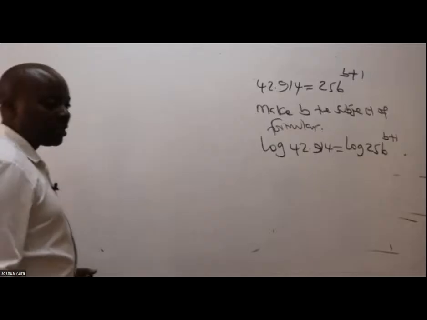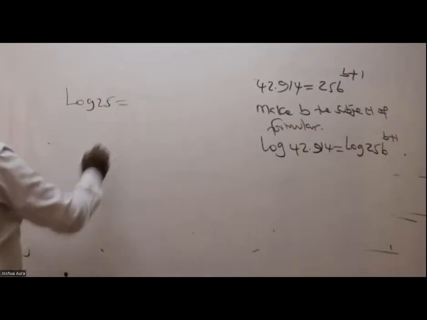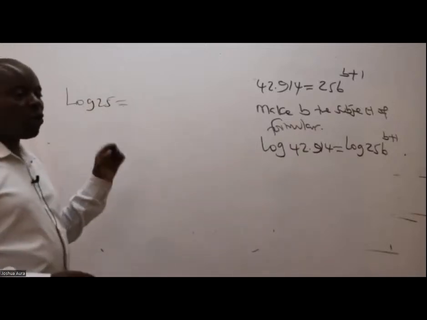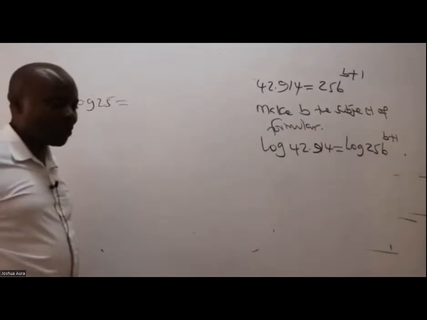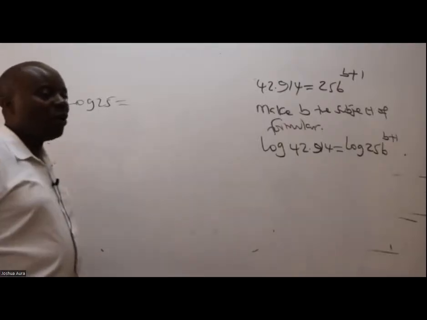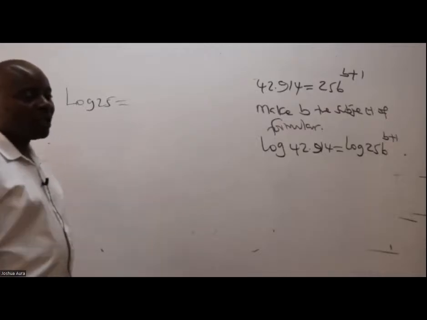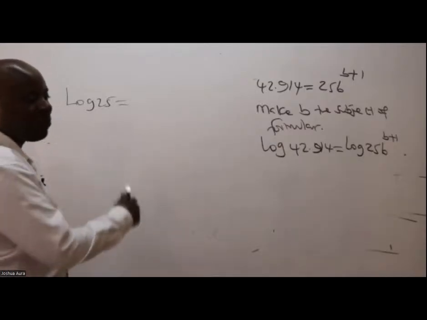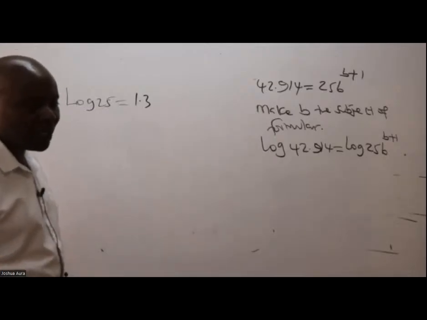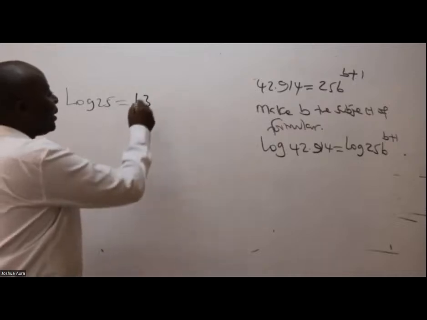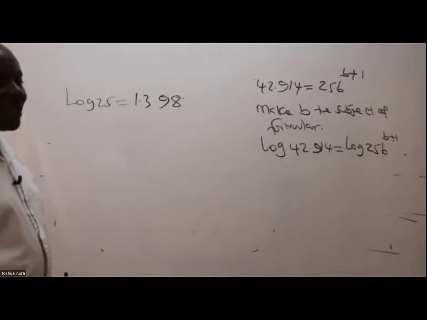Ladies and gentlemen, listen here. If, for example, you have logarithm 25, could you kindly press for me there? Log 25 equals who? Everybody should be able to give me this answer from your calculators. Atieno gives me 1.3, so it is 1.398, like that. Yes, thank you so much.